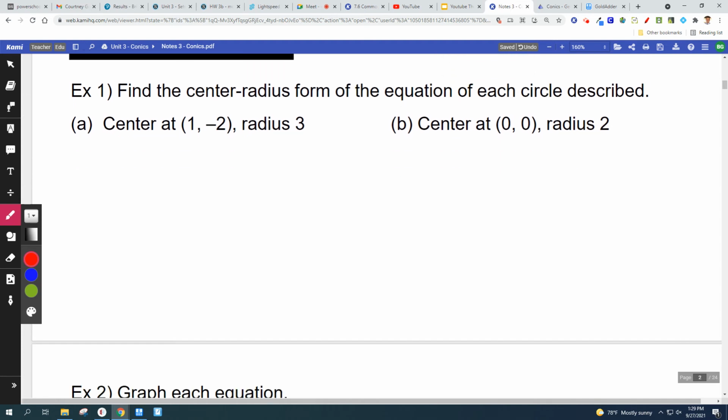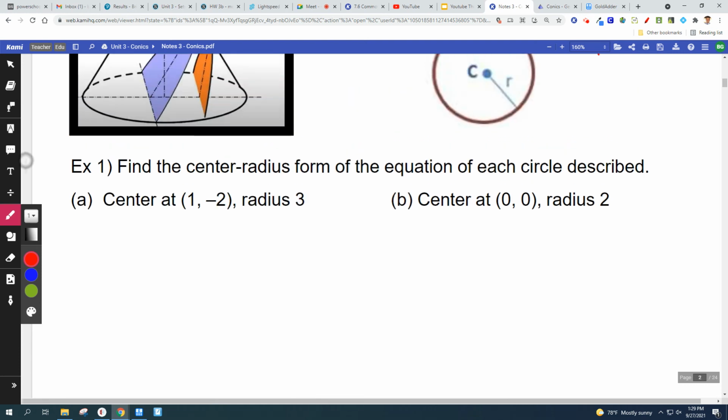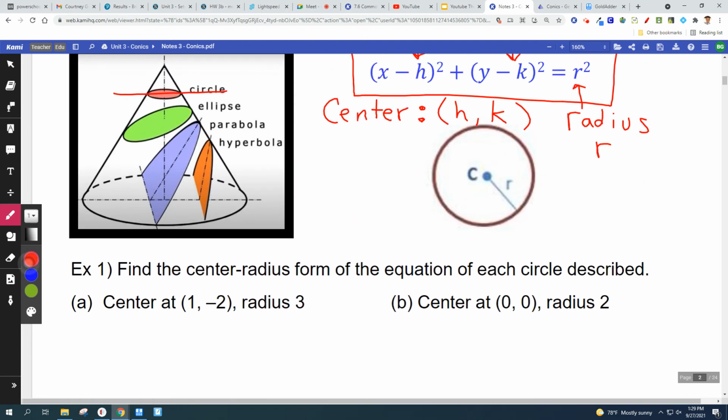Example 1 says, find the center radius form of the equation of each circle described. So that's what we just boxed in. That equation is the center radius form of the circle. So it's not that big of a deal. It's not that tough to do. All you need to do is look at your x number and your y number, and then you've got your r number. So here's the equation.